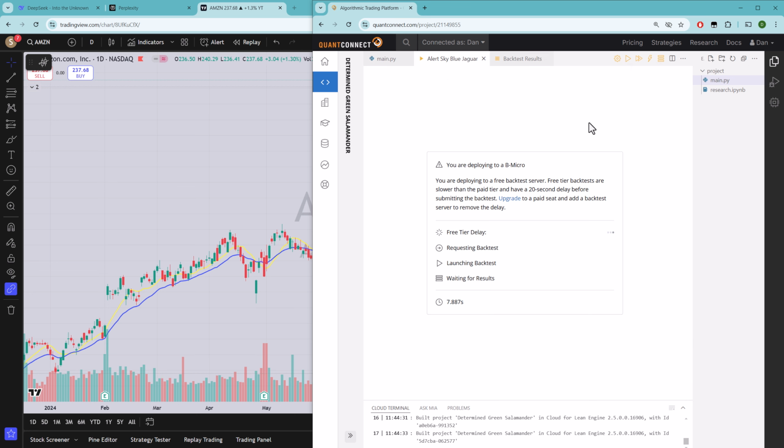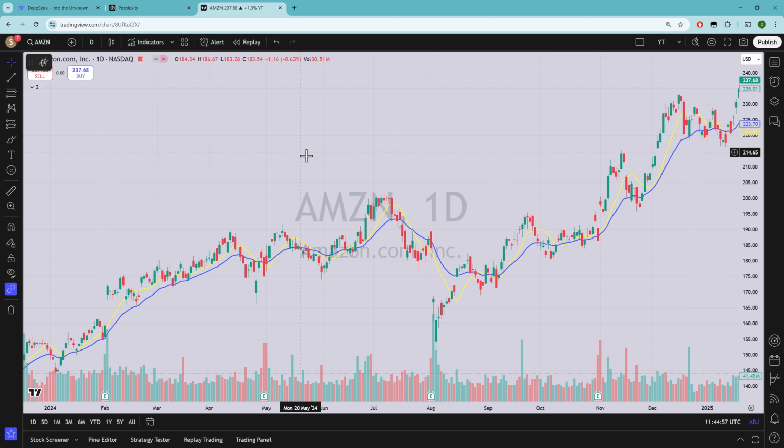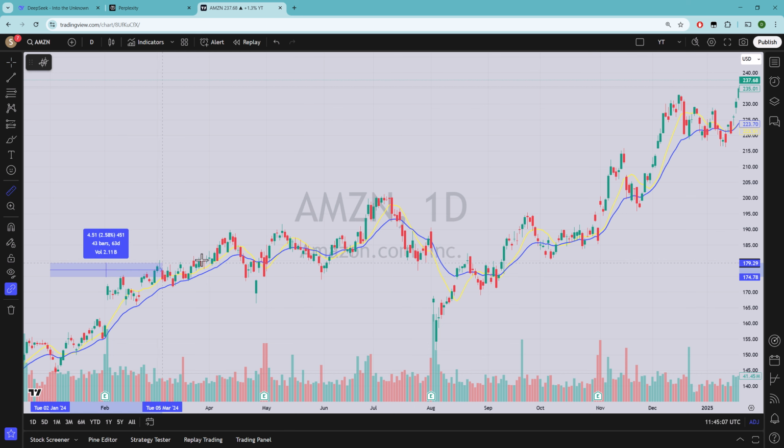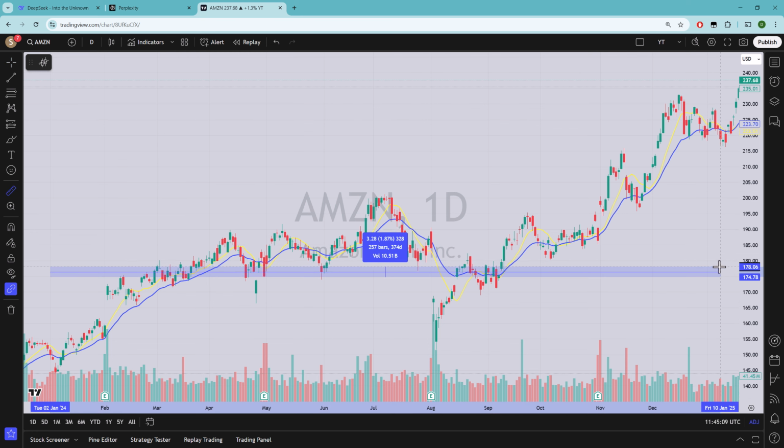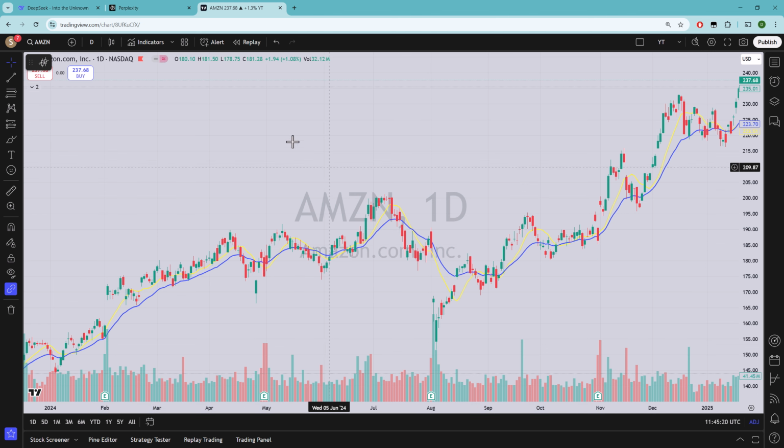While the backtesting takes place, I'm going to switch to TradingView to have a closer look at what it actually means. This is Amazon. Roughly, this is the start of 2024, and it's going all the way to somewhere like here. So that's 2024 with Amazon on the daily chart.